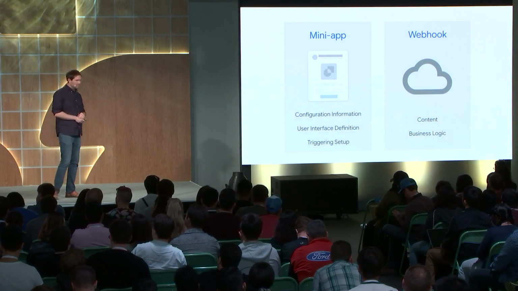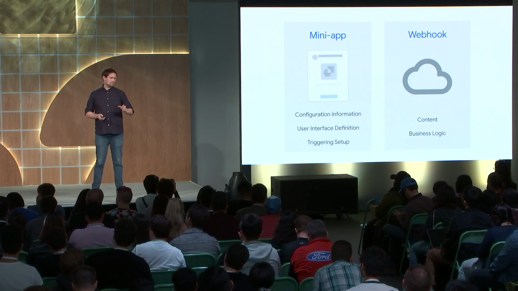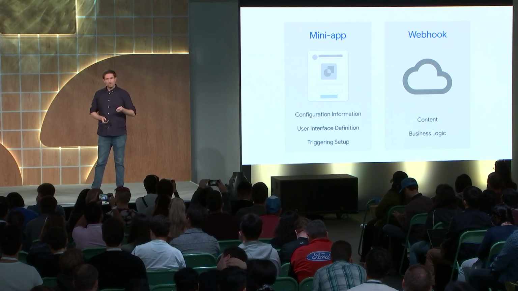So how do they work? Mini apps basically have two pieces to them. There's the app itself. We talked about this. There's the configuration information. There's the user interface definition. And I'll get into that a little bit in a minute. And then there's the triggering setup. So those are the three main components of a mini app you define. And then you set up a webhook that has the content and business logic for your mini app, so that when the mini app appears, it can call your webhook to get the latest information and to understand what it should show and how it should show it to the user.